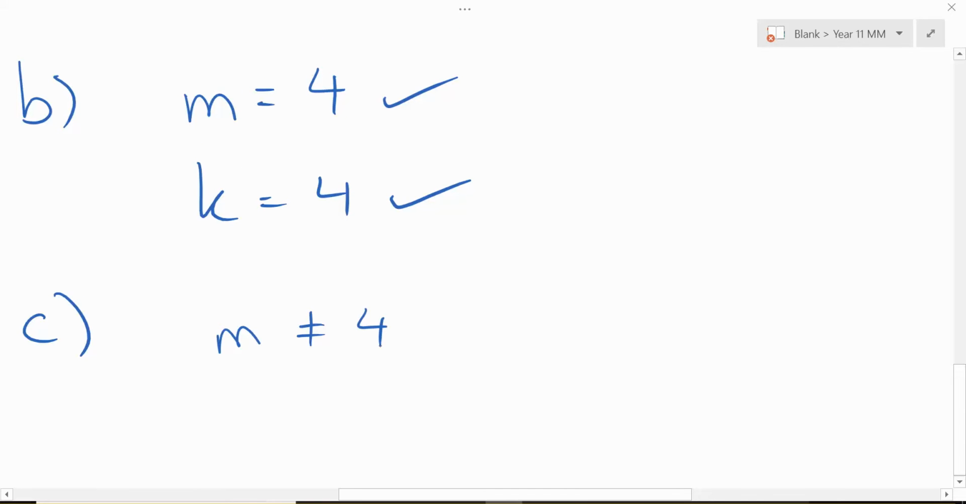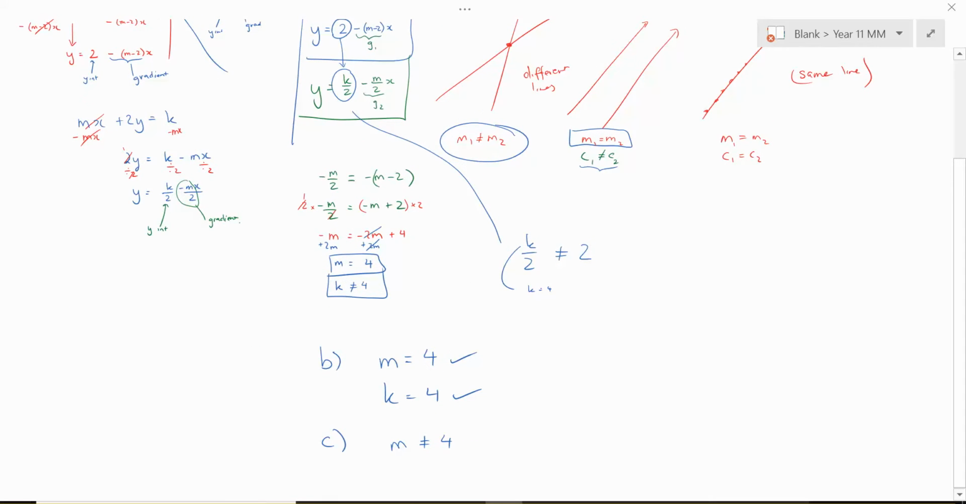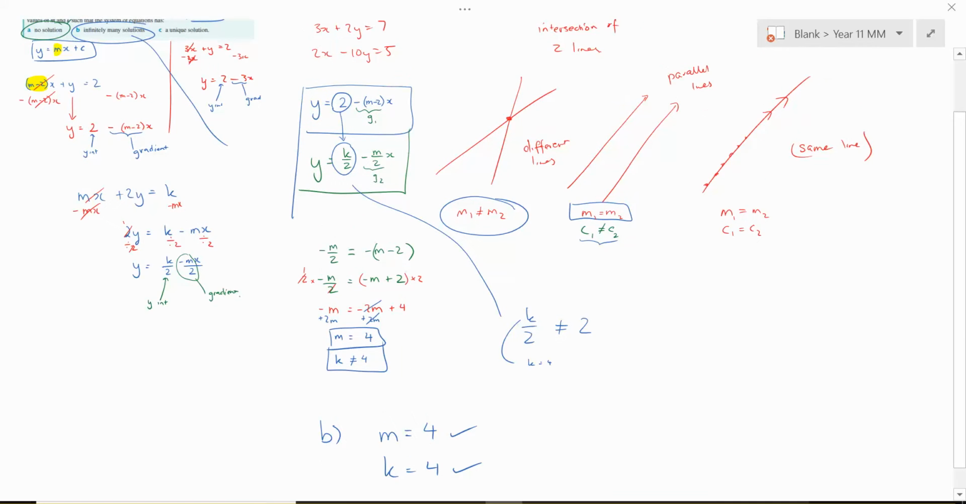Because that's the only time where they're going to have the same gradients. Therefore, as long as m doesn't equal 4, I will not have any parallels, no infinite lines. Therefore, it has to be unique. Okay, so you see, what was the hardest work? It wasn't B, it wasn't C, it was A. A was the hardest work because you did all this algebra and it's here. See, that very step here, that was the hardest step.